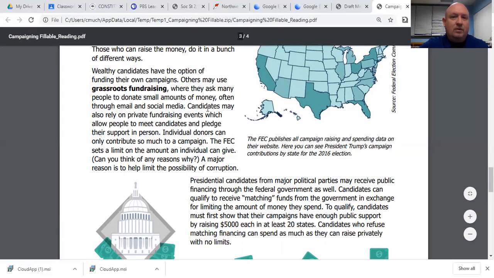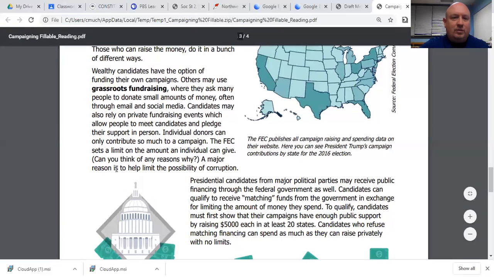Candidates may also rely on private fundraising events, which allow people to meet candidates and pledge their support in person. Individual donors can only contribute so much to a campaign. The FEC sets a limit on the amount an individual can give.